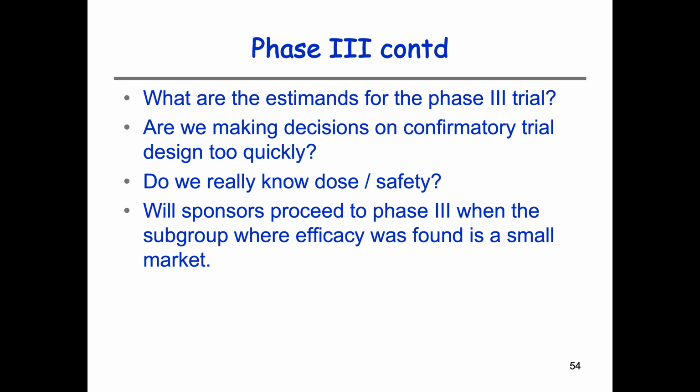What are the estimands for the phase 3 trial? That is a new component of our protocols, but this needs to be defined. Are we making decisions on confirmatory trial designs too quickly? Is this too mechanized? At the time we arrive at phase 3, do we really know the dose and the safety of this trial? Will sponsors proceed to phase 3 when the subgroup where efficacy was found is a small market? I hate to use the term market, but let's face it, the sponsors are big pharma mostly.